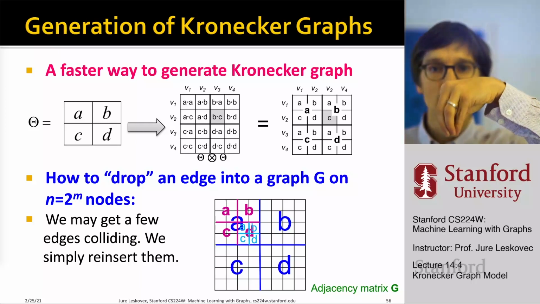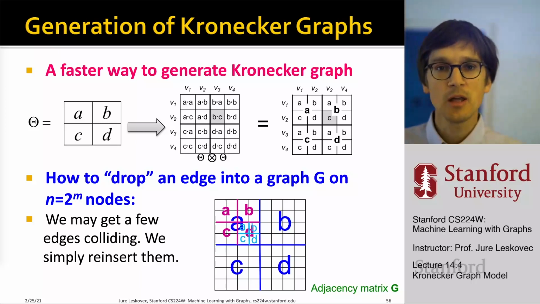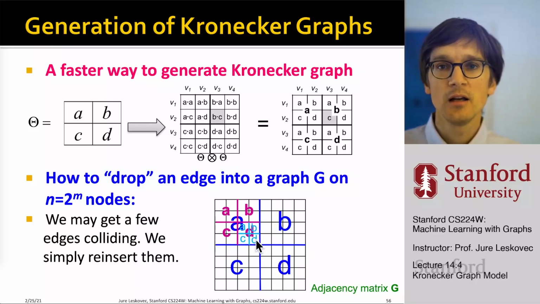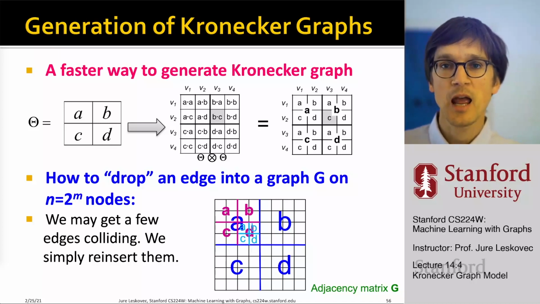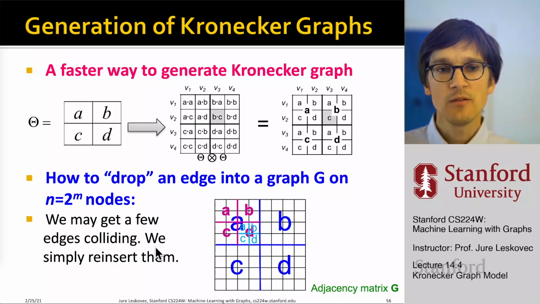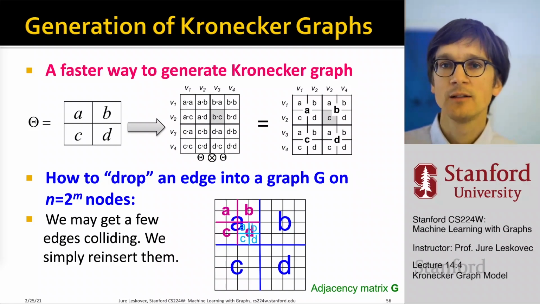And then again you say, now I'm here, I want to go deeper. And you keep descending until you hit the individual cell, and this is when you stop and you put an edge. This means that you are going to land in a given cell exactly with the probability according to that cell. The only difference is that you may get a couple of edges colliding, right? You may land in the same cell multiple times. If that happens, just ignore it and try again.